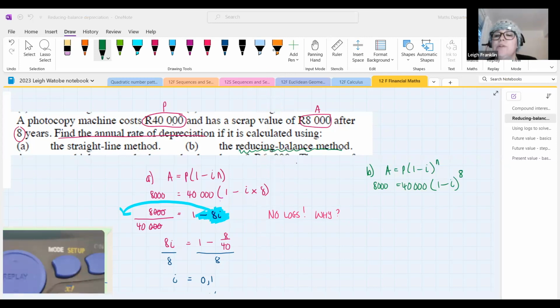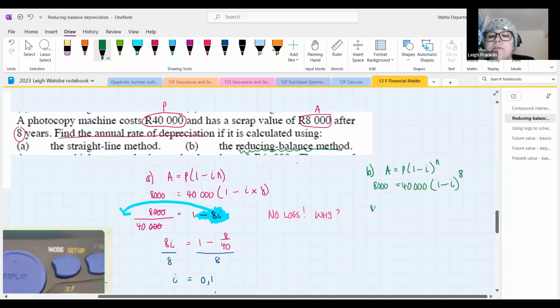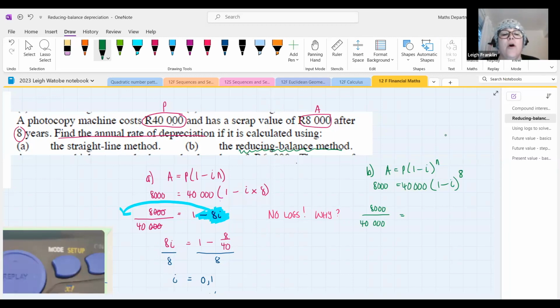Good, lovely. Yes, we want to isolate those brackets and divide by 40,000. Good, so that gives us 8,000 over 40,000. And on this side, we cannot drop the brackets. Okay, on this side we could, because there was an invisible exponent of 1. We could drop the bracket and write 1 minus 8i. Here we can't, because 1 minus i is our base and 8 is our exponent. So the bracket has to stay.